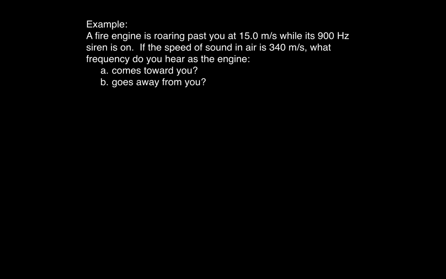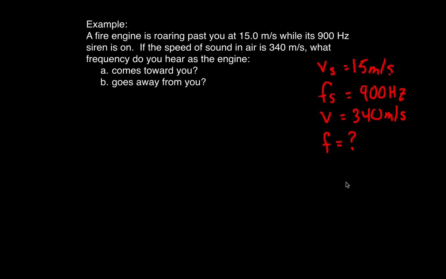For example, a fire engine is roaring past you at 15 meters per second while its 900 Hz siren is on. The speed of sound in air is 340 meters per second. What frequency do you hear the engine? A, as it comes towards you, and B, as it goes away from you. This problem gives us velocity of the source equals 15 meters per second. The frequency of the source is 900 hertz, and the speed of sound in air is 340 meters per second. We're looking for the frequency detected by the observer.